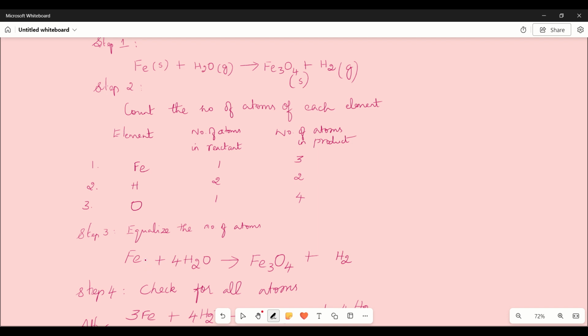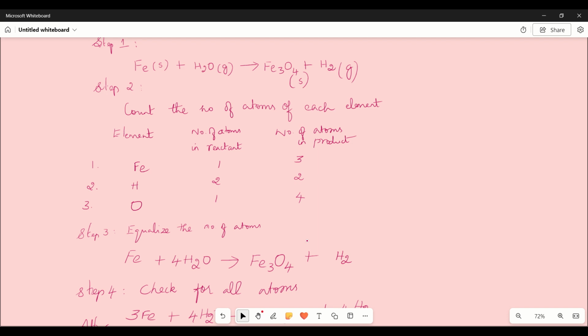So iron plus 4H2O now gives Fe3O4 plus hydrogen H2. Now again, when we count the number of atoms, you may find that the equation is still not balanced. Here iron 1 atom is there. Hydrogen, you have to multiply here: 4 2s are 8 hydrogen atoms are there, and on this side only 2 atoms. In case of oxygen, oxygen alone is balanced. Here 4 atoms, here also 4 atoms.